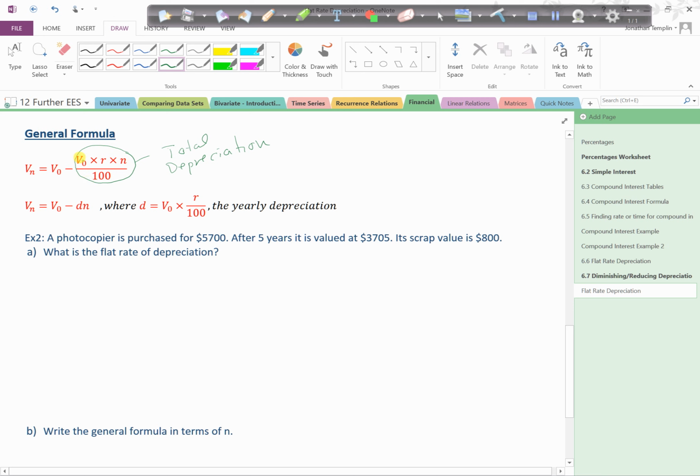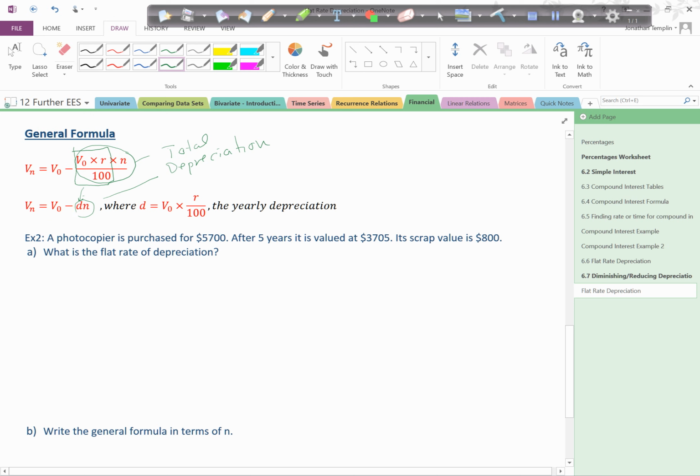We can simplify that a little bit by taking that little part, V0 times R over 100, the initial amount as a percentage. Before, we called that the yearly depreciation, so I can think about that as D times N. Thinking about this, this is the total amount that we started with, minus how much I lose per year times the number of years. So this gives me the total depreciation. If I take what it started with, subtract off what it lost, then I've got what it's currently worth.